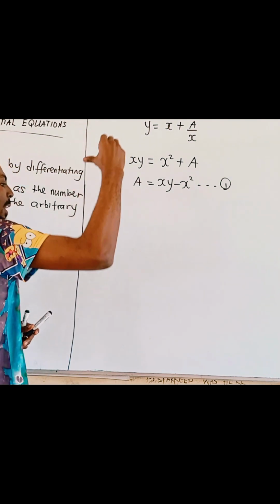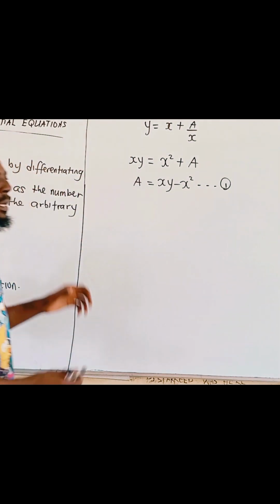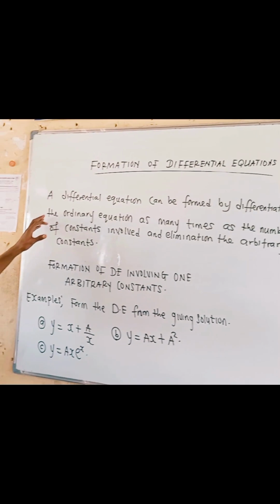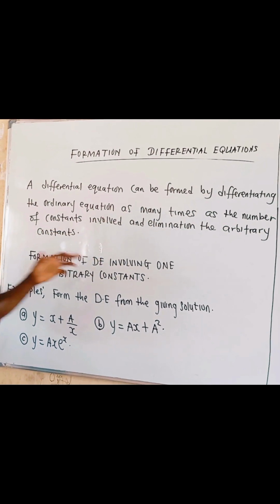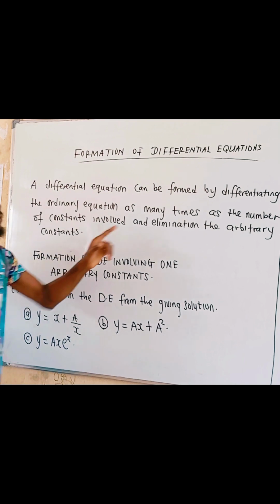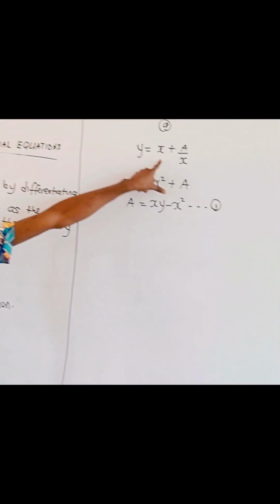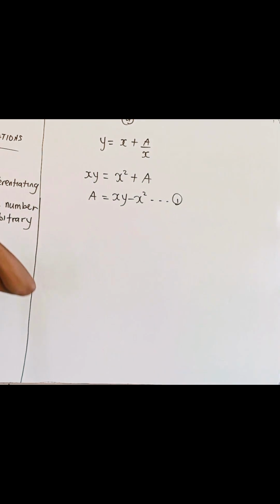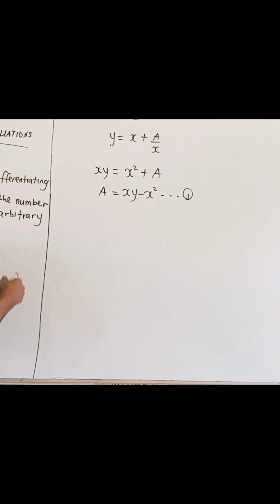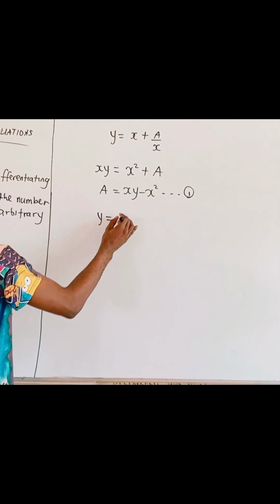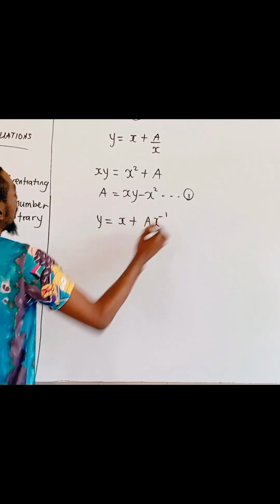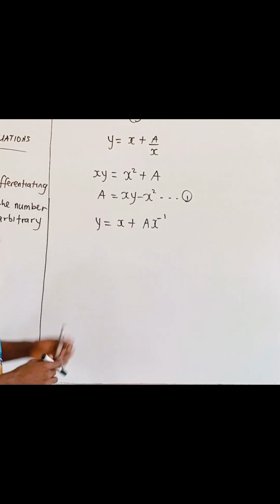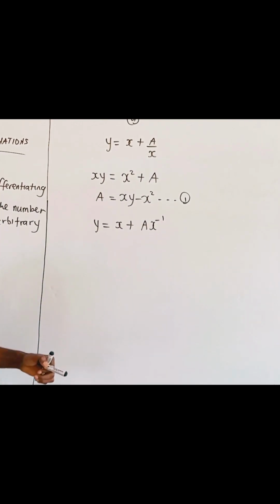So the next thing we'll do now is differentiate y. That's differentiate the original equation, following from what we have in the formation of differential equation. We say a differential equation can be formed by differentiating the ordinary equation as many times as the number of arbitrary constants. So the ordinary equation is the equation given to you. So we're going to differentiate this equation once. So the equation is y equal to x plus, we can rewrite this as a x raised to the power minus 1. Of course, before you get to advanced calculus, you must have done your introductory calculus.